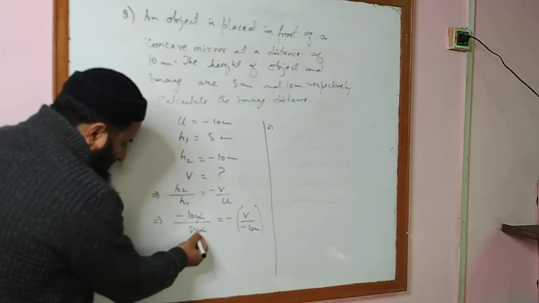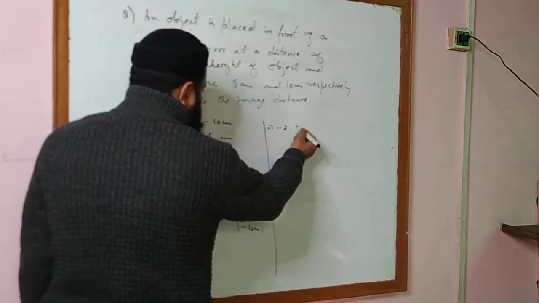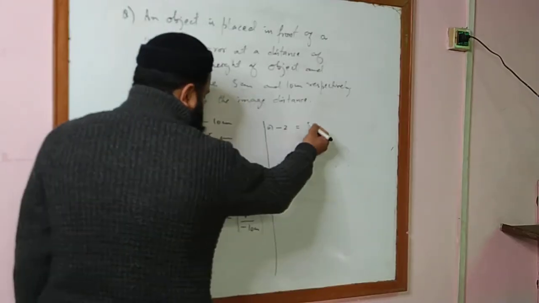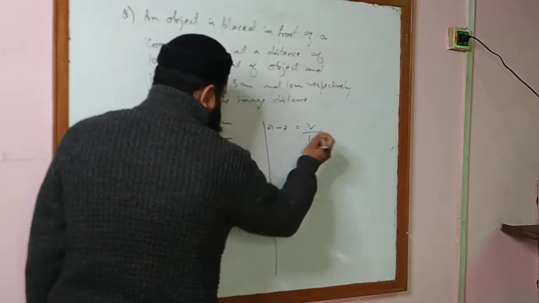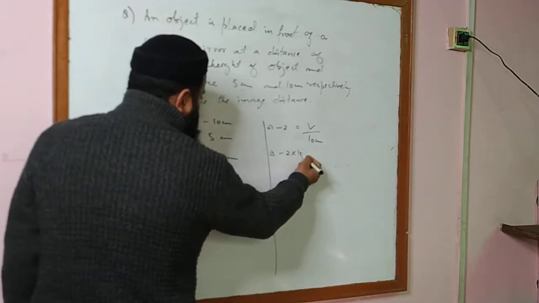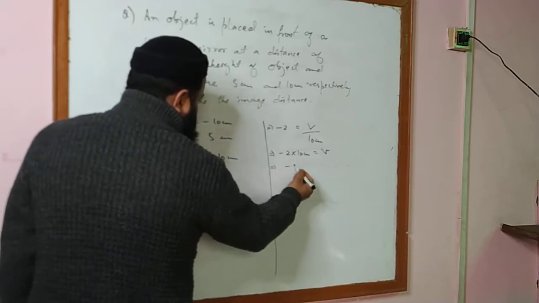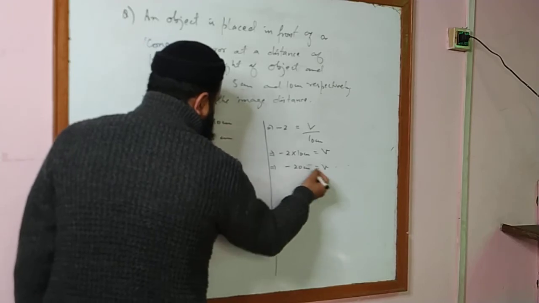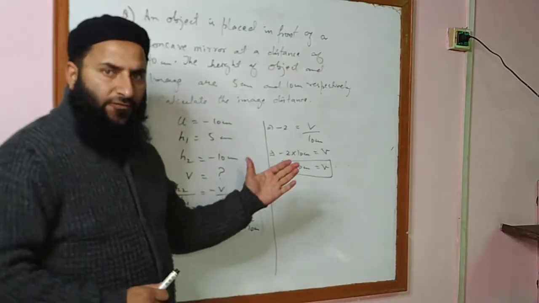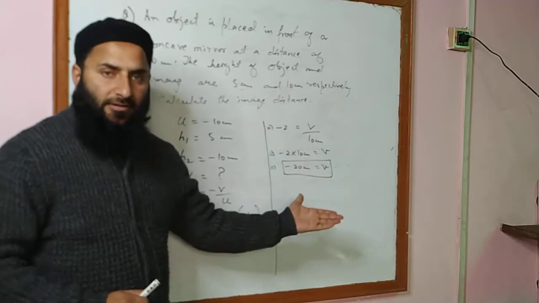Centimeter and centimeter cancel. 5 ones are 5, 2 is... So it is minus 2 now. Minus 2 equals minus minus plus, it is V by 10 centimeter. Now transpose 10. It is minus 2 into 10 centimeter equals V. 2 tens are 20, minus 20 centimeter equals V, this is the value of V. So image is formed 20 centimeter away from the mirror.